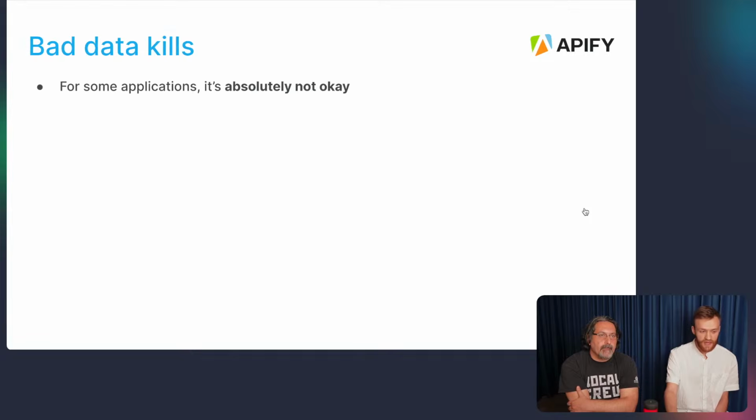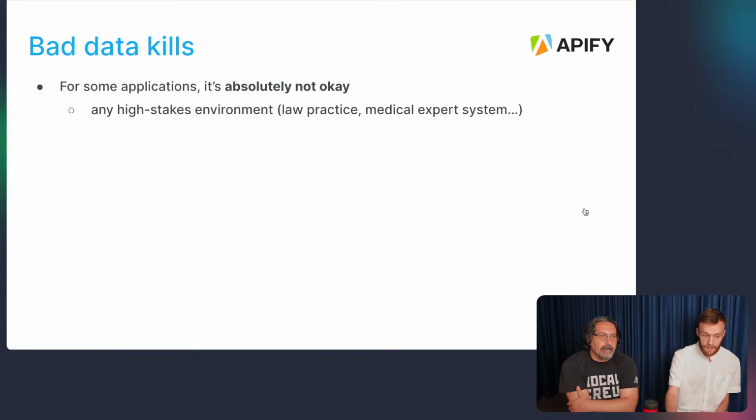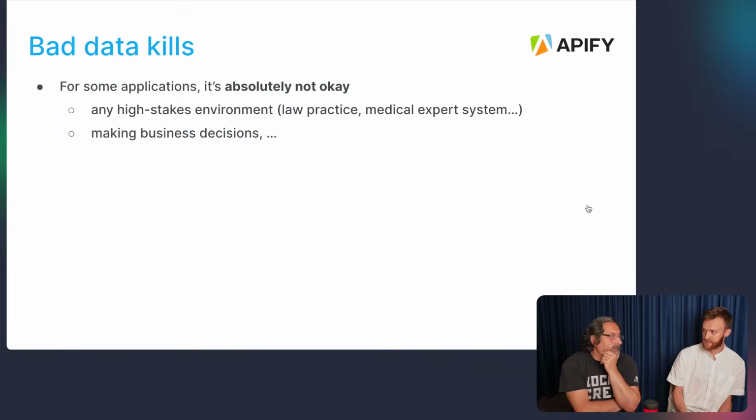Now, for some applications of large language models, these mistakes aren't okay at all. Let's say for any high-stakes environment like law practice or medical expert systems, these mistakes the model makes can lead to huge problems, loss of money, it can lead to somebody hurting someone, which is terrible. Also when you're making business decisions, if the large language model gives you a bad idea what to invest in or whatever, that's terrible when that happens, right?